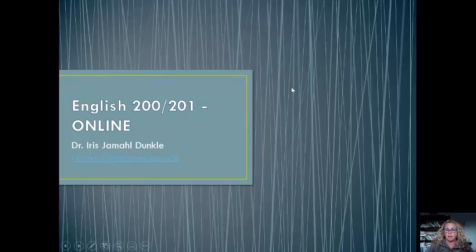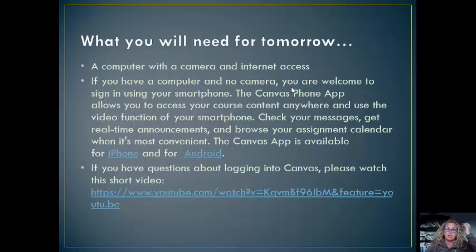I know this has been a very challenging time, and I'm just here to help you transition to online learning. So this is what you need to know for tomorrow. You're going to need to have a computer with a camera and some form of internet access. If you have a computer and no camera, you are welcome to sign in using your smartphone. The Canvas phone app allows you to access your course content anywhere and use the video function of your smartphone. Check your messages, get real-time announcements, and browse your assignment calendar when it's most convenient.